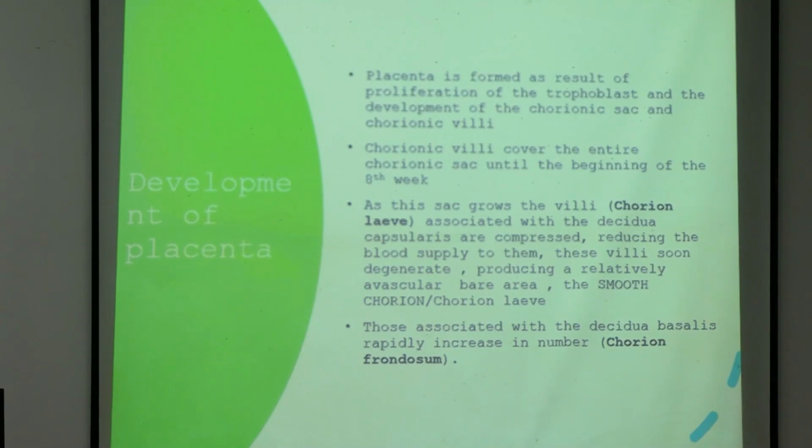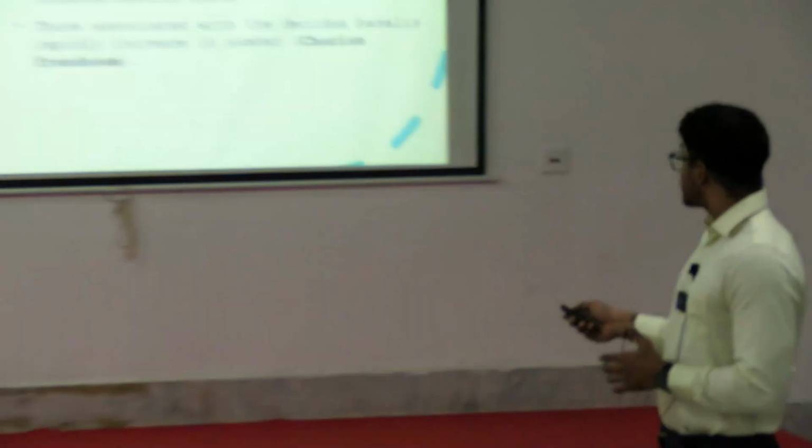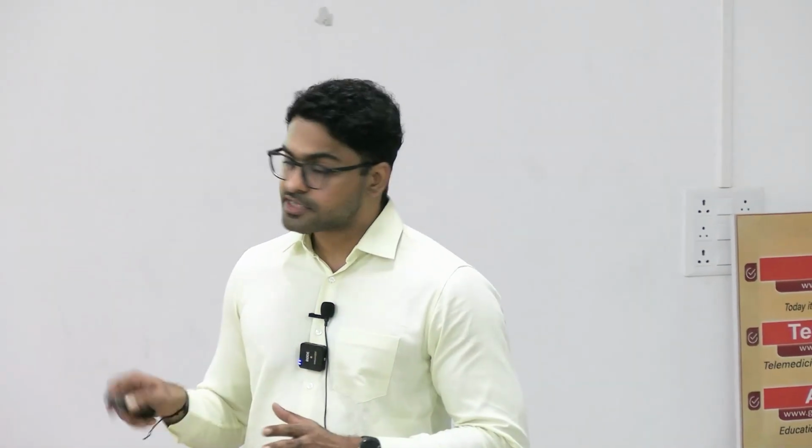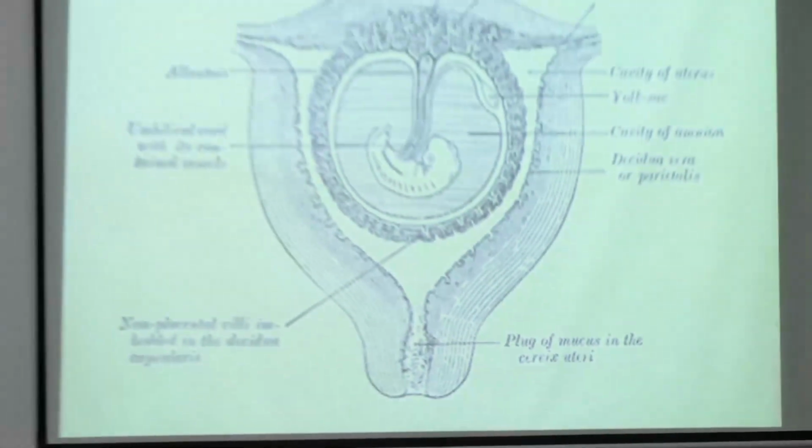Now, development of the placenta. Placenta develops from the villi. Okay, chorionic villi. Again, chorionic villi are of 2 types: the chorion laeve and the chorion frondosum. Chorion frondosum is the one that faces the decidua basalis, and chorion laeve is the one that faces the decidua capsularis. As you can clearly see, the decidua capsularis has no blood supply, so it smoothens out and becomes a flat structure.